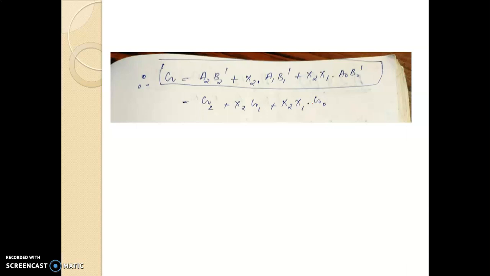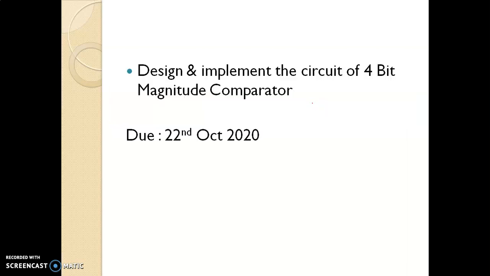Now there is an assignment question for you. Design and implement the circuit of 4-bit magnitude comparator. So 4-bit magnitude comparator means your A will be A3, A2, A1 and A0. Similarly, B will be B3, B2, B1 and B0.